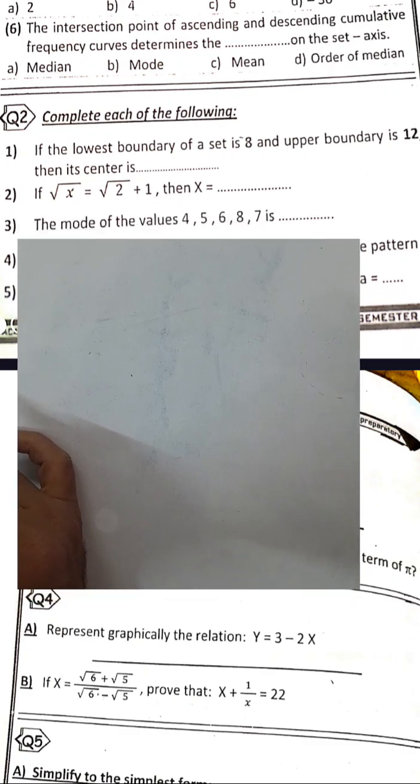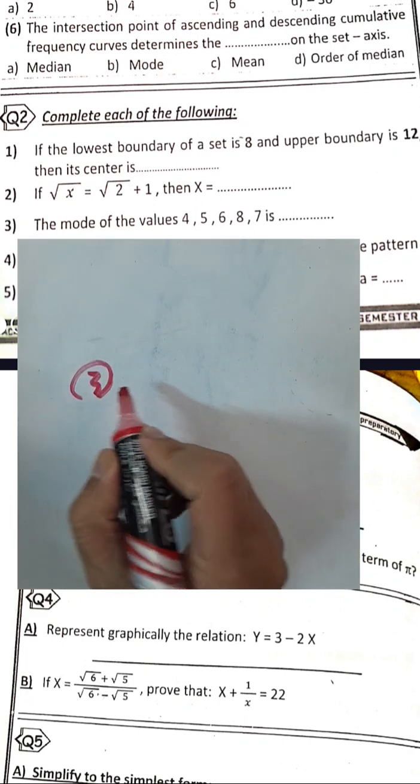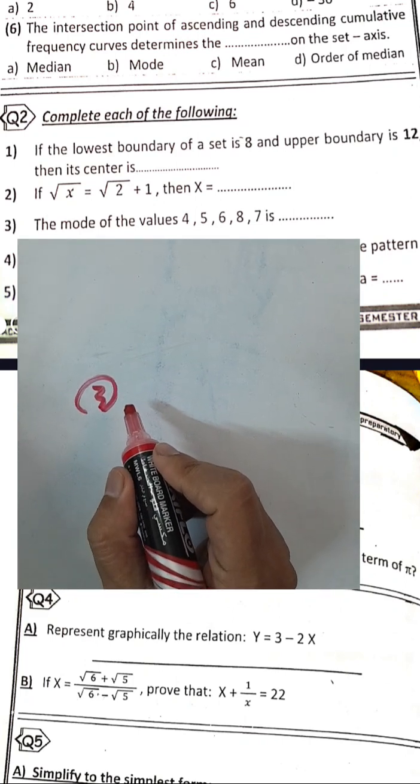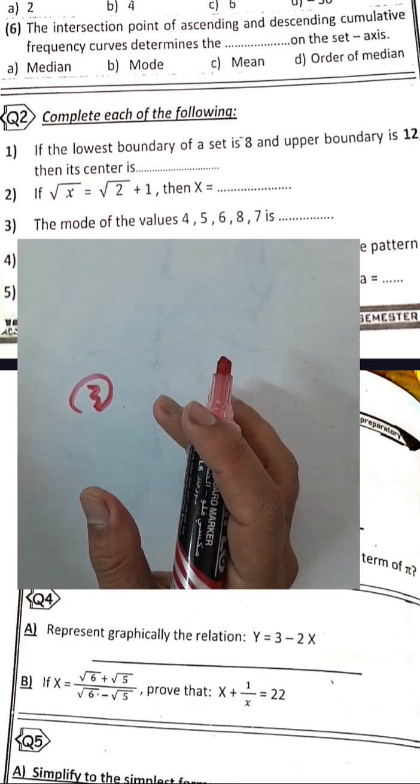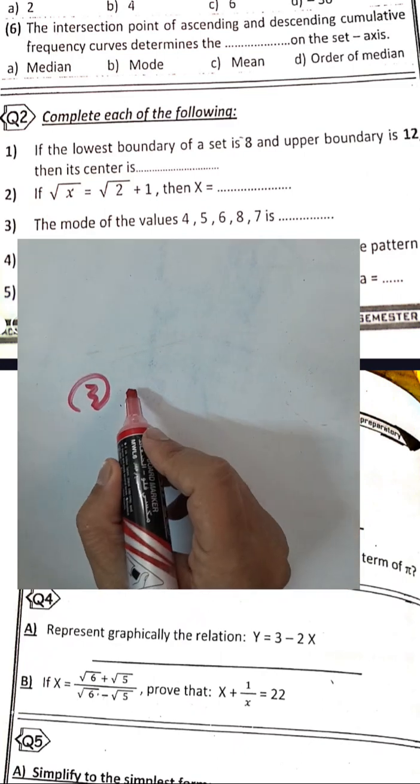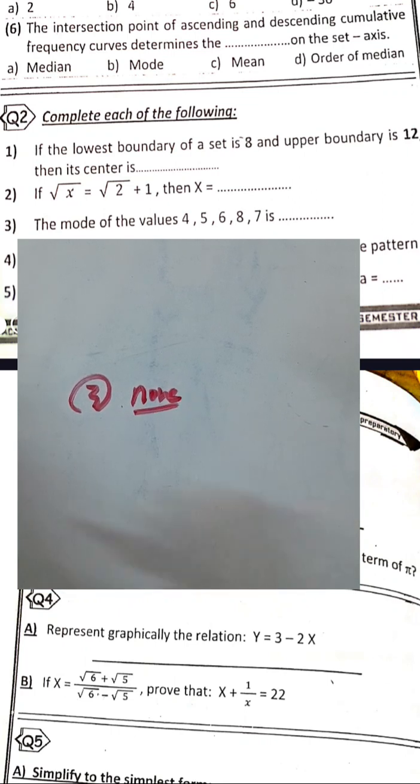Next question, the mode of the values, which is the most repeating. We have 4, 5, 6, 7, 8. The mode here is none.